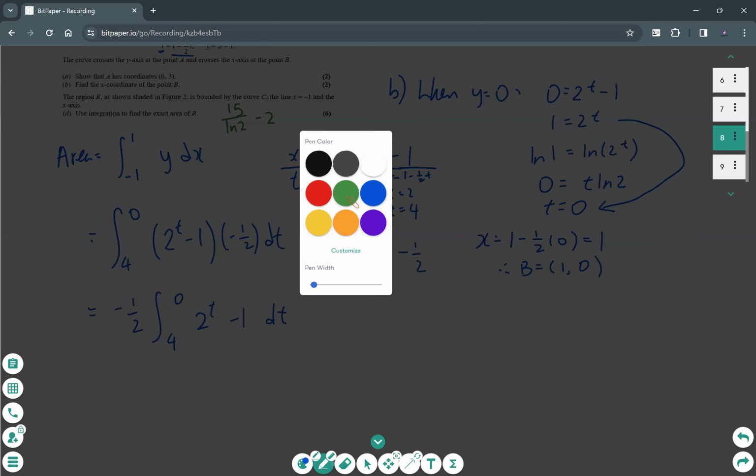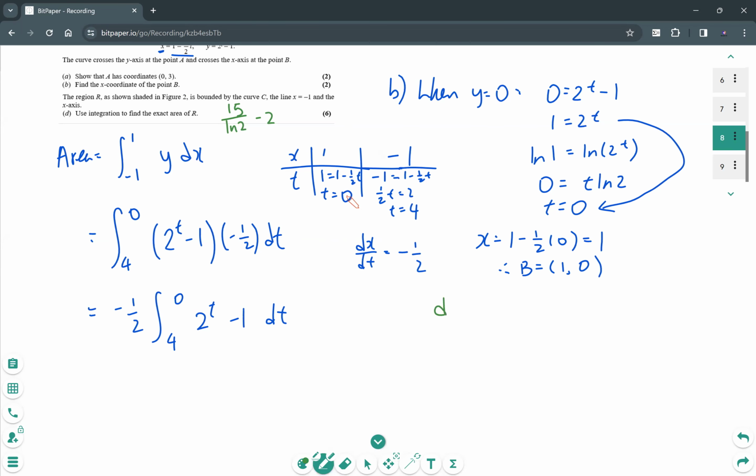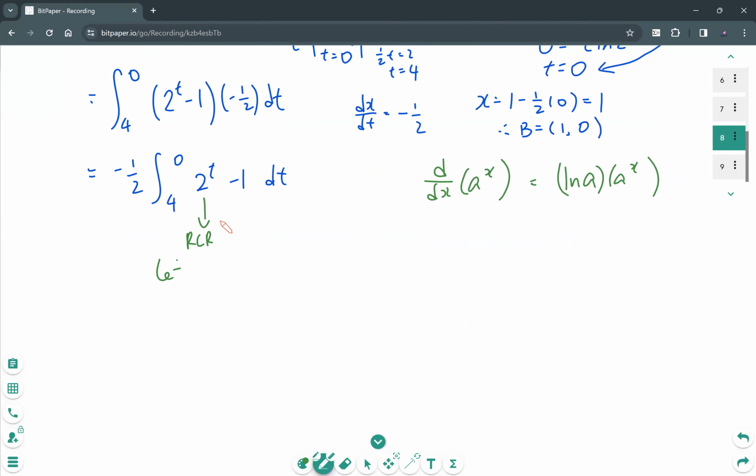Now, do you remember, when I differentiate a to the power of x, the result is ln a times a to the power of x. What it means is, if I differentiate anything with an exponential term, the original will still be there. It's like e to the power of something. So what we're doing here is using reverse chain rule. So we're going to let y equal 2 to the power of t. Just like e, we differentiate and see how it goes. Differentiating gives ln2 times 2 to the power of t.